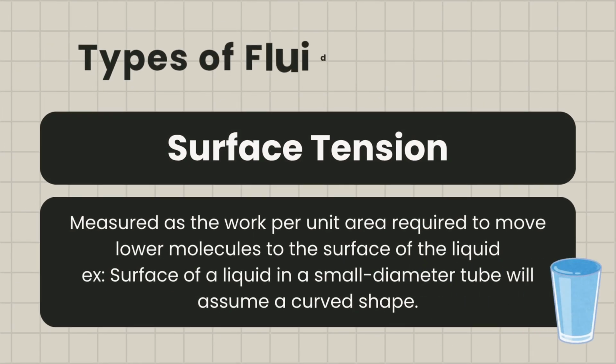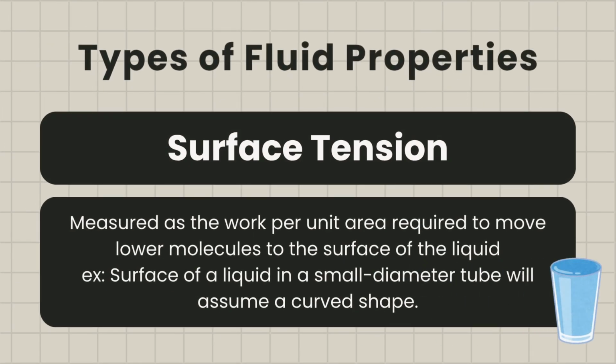The last fluid property is surface tension. The definition of surface tension is measured as the work per unit area required to move lower molecules to the surface of the liquid. For example, the surface of a liquid in a small diameter tube will assume a curved shape that depends on the surface tension of the liquid.